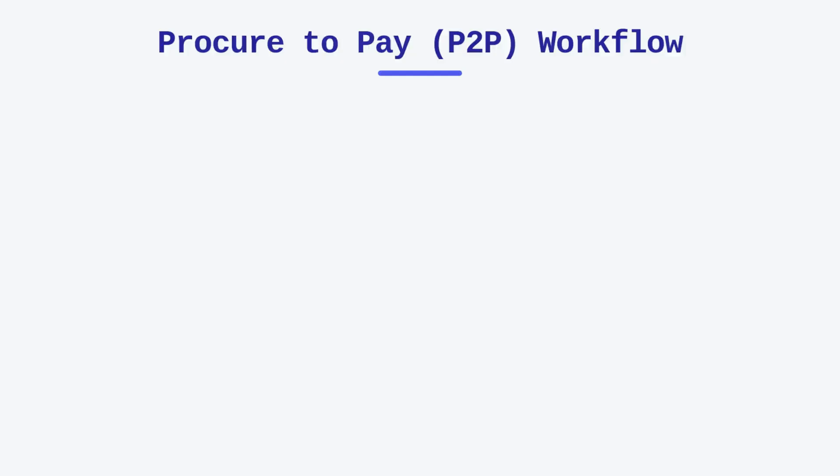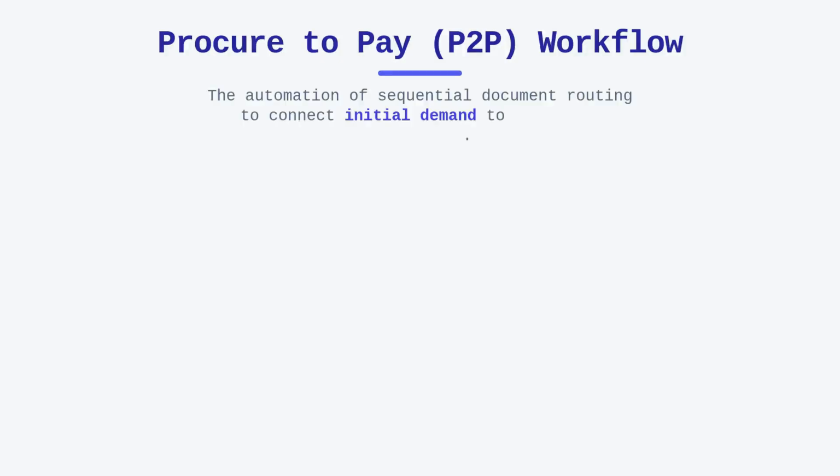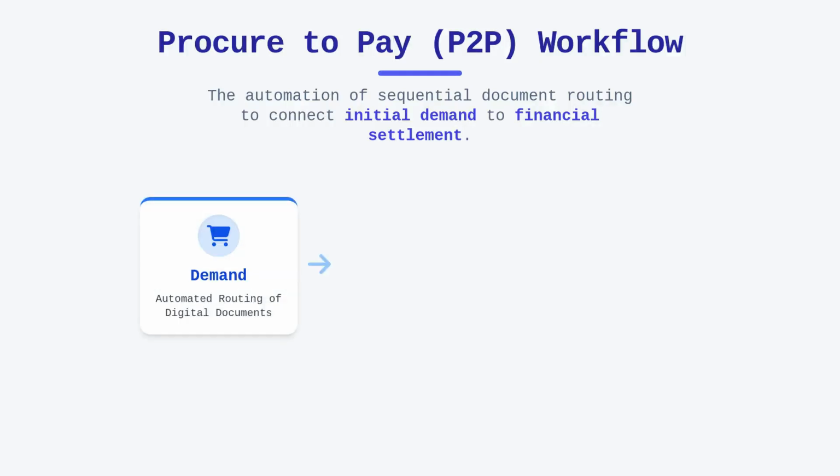In any enterprise resource planning system, the procure-to-pay workflow serves as the connective tissue between initial demand and final financial settlement. When we talk about these workflows in the context of the MB-330 exam, we are essentially discussing the automation of sequential document routing. This process is not merely about moving a piece of digital paper from one user to another. It is about enforcing governance and ensuring that every expenditure aligns with organizational policy.